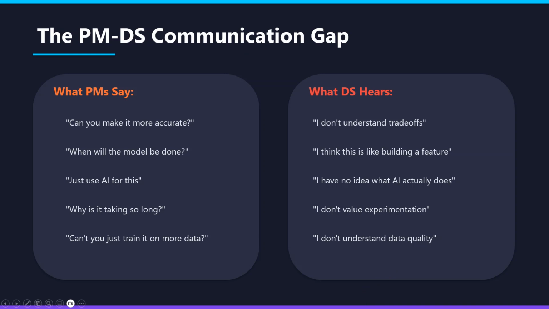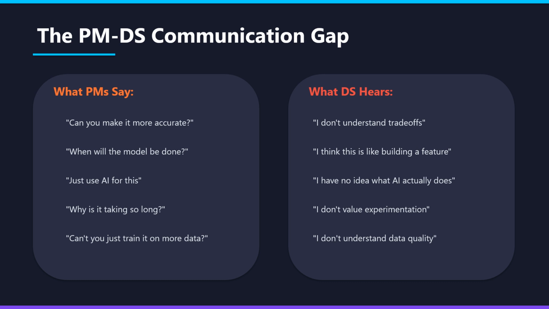Let me show you what the communication gap actually looks like in practice. When a PM says, can you make it more accurate? What the data scientist hears is, I don't understand that accuracy has trade-offs, right? More accurate at what cost? More precision means less recall. More recall means more false positives. It's never just make it better.